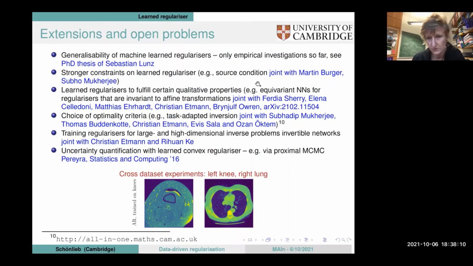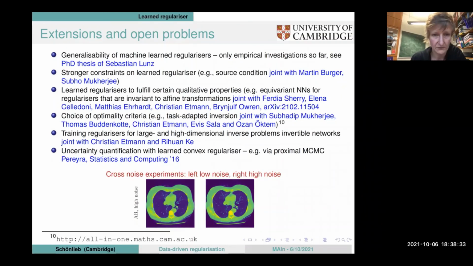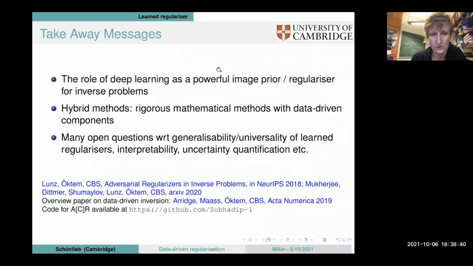We recently looked at that together with Martin Burger and Schubo to impose a source condition on the regularizer, for instance, things like this. So you can do a lot. You can think of a lot of extensions, and then of course the generalizability of all of this regularizer and so on is also open. There are lots of open problems here. Here we only have empirical investigations and Sebastian Lunz's thesis to look at this. So there's a lot that you can still do.